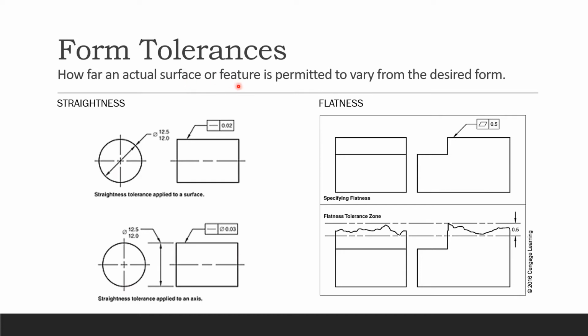Okay, form tolerances. Some people use just tolerance, and some people use tolerances. In this textbook, they use tolerances. It's how far an actual surface or feature is permitted to vary from the desired form. Whatever we're measuring or inspecting, most of the time we're inspecting our product, and if that product is conforming to the standard product, we call that size and shape. If you're checking the size and shape of that, it's got to not be so different from your standard form.